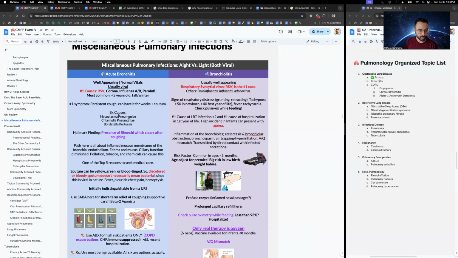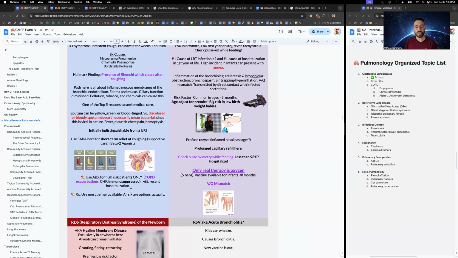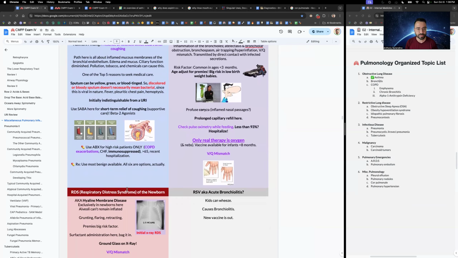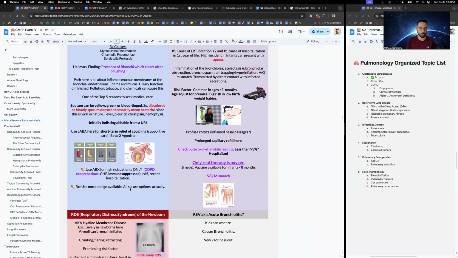Bacterial causes are going to be mycoplasma and chlamydia, those are atypical bugs, and then Bordetella pertussis, that's going to be gram negative. Sputum. The interesting thing in here is if somebody comes in, they say, I have this lingering cough, I have this viral URI, this cough won't go away. You can actually give them a SABA. So even if they don't have asthma, you can give them albuterol to help with the cough.